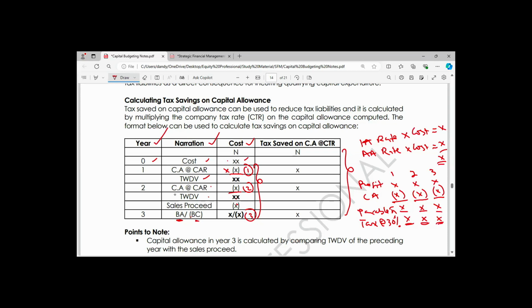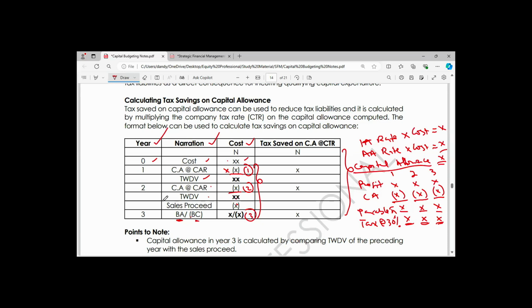So that's my tax liability. So it is this tax liability I will now put under my table for calculating NPV. Okay, so using capital allowance, this is the format I will follow. If I want to use capital allowance to reduce my tax liability, this is the format you are supposed to follow, you are supposed to use.